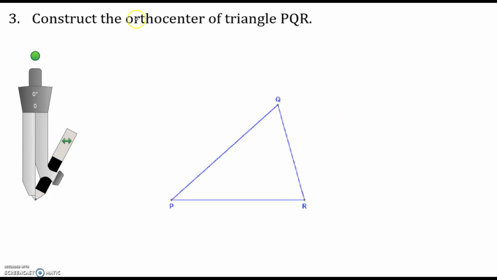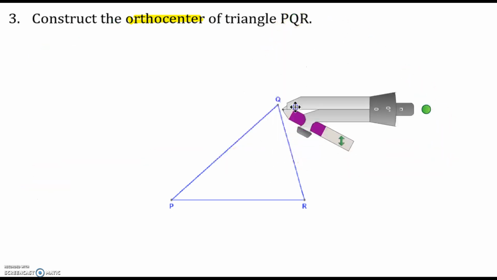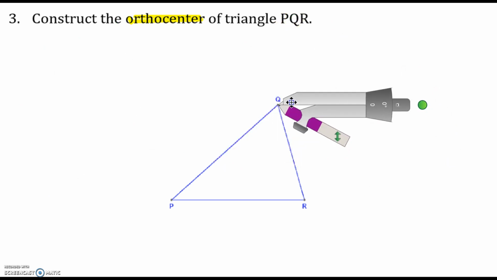All right, now an orthocenter is the point of concurrency of the altitudes. So it's where the altitudes intersect. So what we're going to do is we're going to create more than one altitude. So we're going to begin by doing the one that you're used to, starting at the top and creating an altitude from Q to PS.